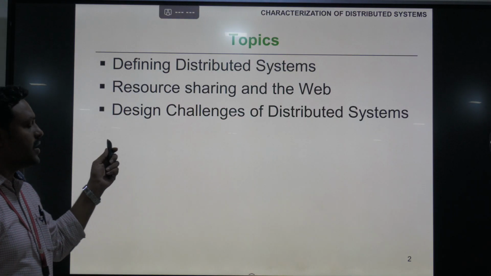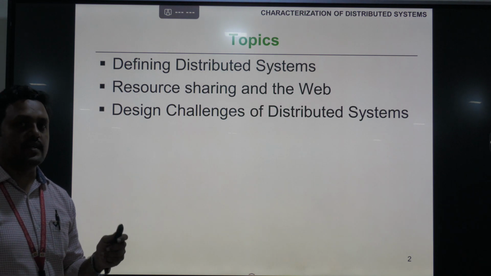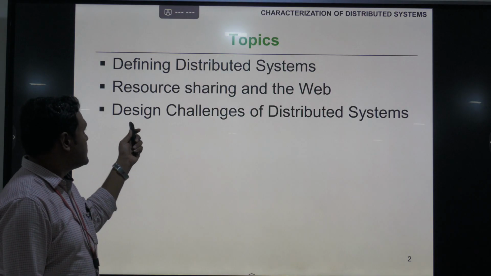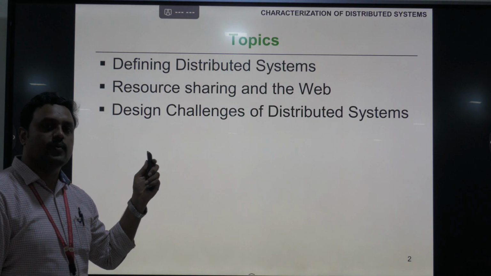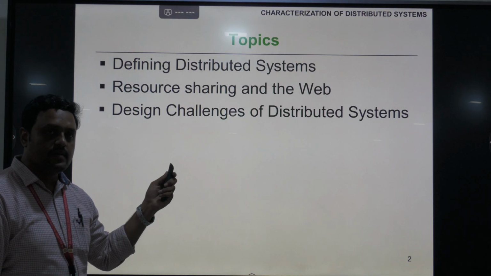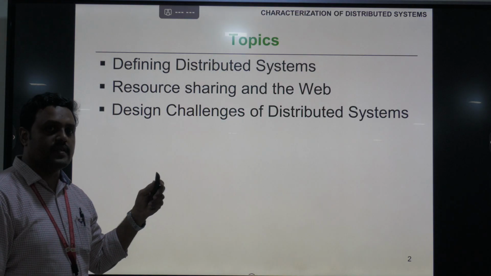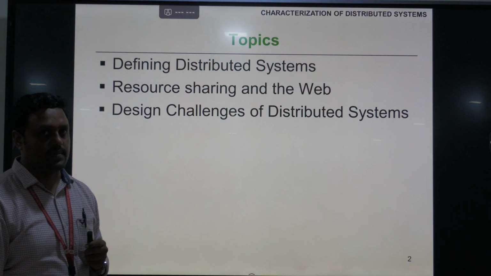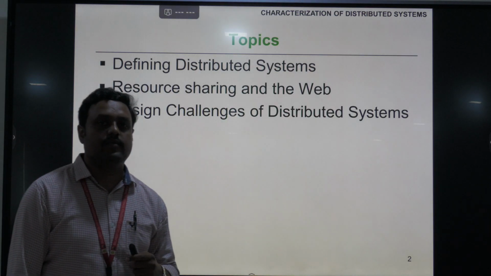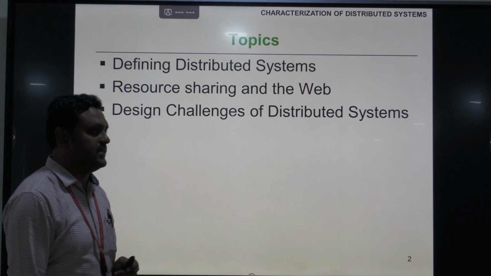In the first topic we are going to see the various definitions given by various authors, followed by resource sharing and the web. We are going to see the importance of the web in resource sharing and the applications with it, followed by design challenges of distributed systems. There are some requirements for designing distributed systems, so let us see those design challenges.